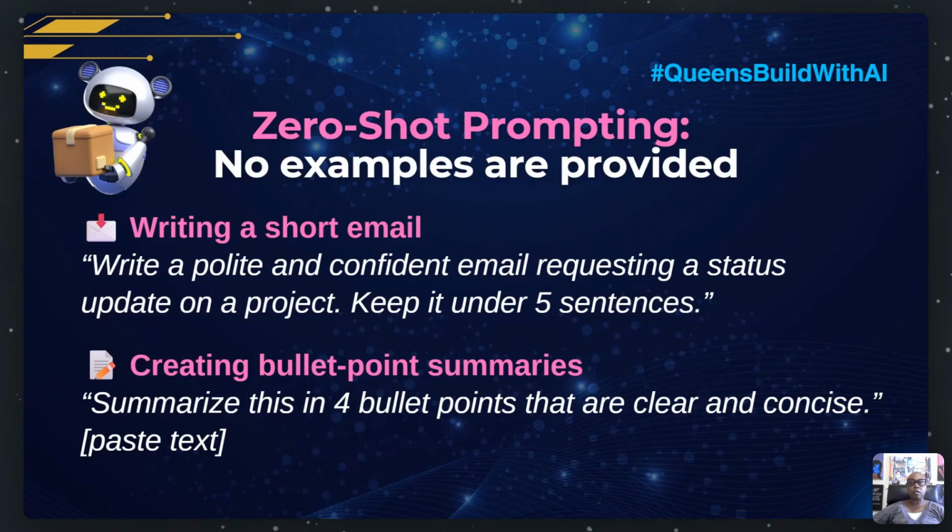So let's take a look at some examples. One, writing a short email. And you see here, our prompt is: write a polite and confident email requesting a status update on a project. Give it under 5 sentences. You see, there are no examples. It's just a concise prompt.